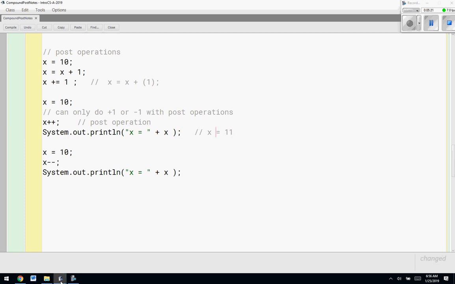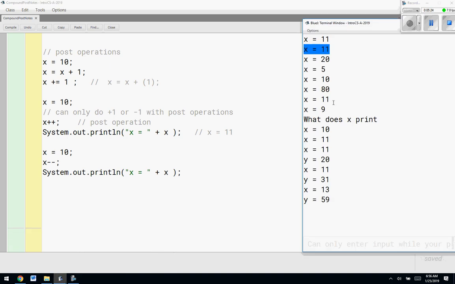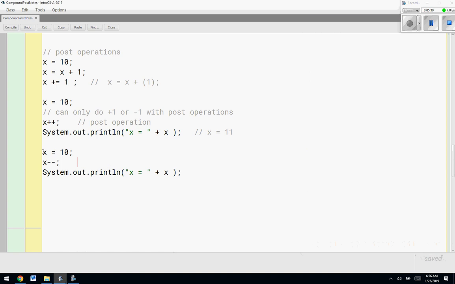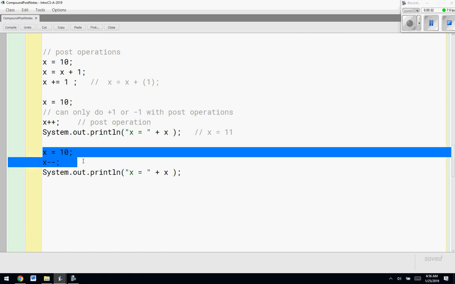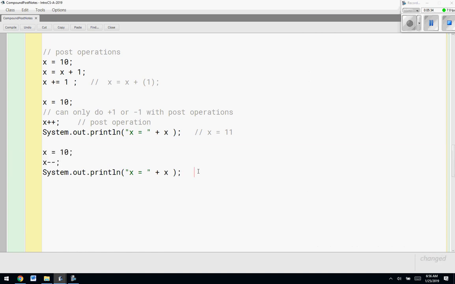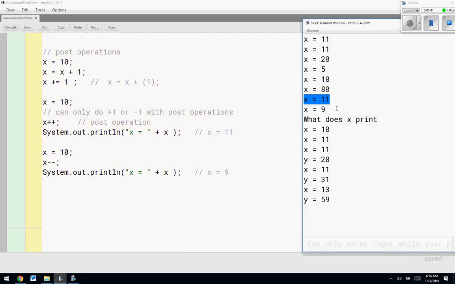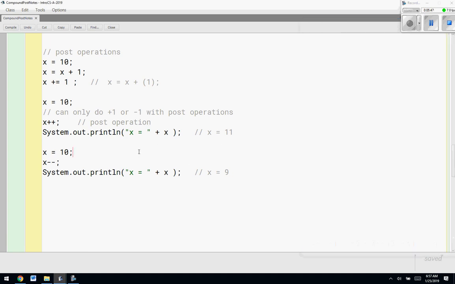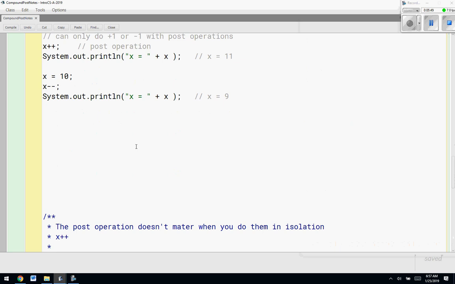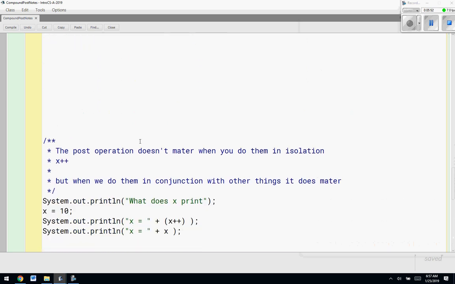x equals 10, x minus minus, that's going to subtract 1. So this is going to print x equals 9. Again, you can see that here. Now you're probably wondering, well, what's the point of this? I'm showing you how it works, and it's going to be a tool that you're going to be utilizing. Everything we're going to be learning in computer science are tools that you're going to have in your tool belt that you're going to be able to pull out as needed.